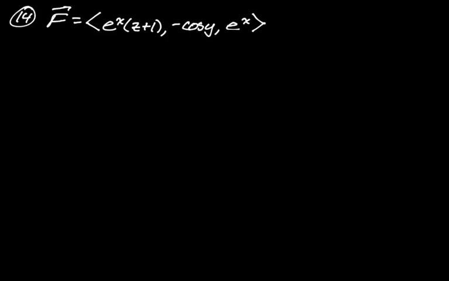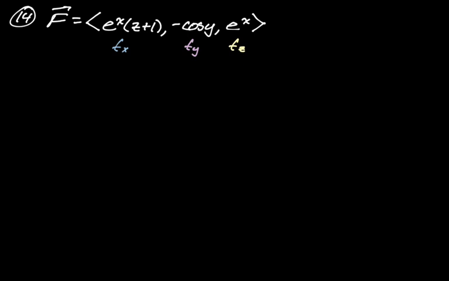All right, this will be part 4 of Calc D assignment 11. We are either finding a potential function or showing that this vector field is not conservative. So 14. The vector field is e to the x quantity z plus 1, comma, negative cosine y, comma, e to the x. If this is in fact conservative, then that will be partial x, partial y, and partial z.